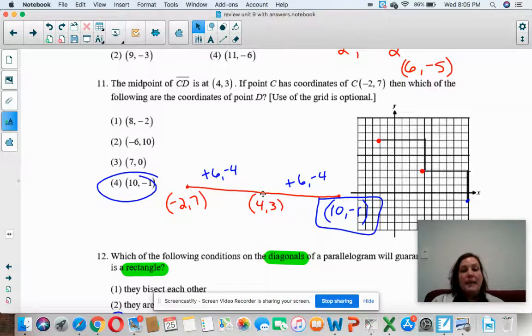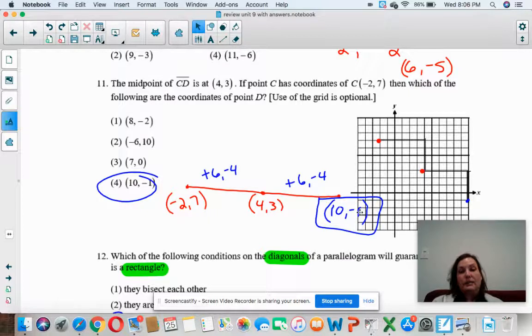The midpoint has to be the same distance away from C as it is from D. So what I do is I look at the x coordinates and try to figure out, well, how far away is it? What did I do? Did I add? Did I subtract? To go from -2 to 4, I added 6. To go from 7 to 3, I subtracted 4. And whatever you do, I have to do the exact same thing on this side. So 4 plus 6 is 10, and 3 plus -4 is -1.